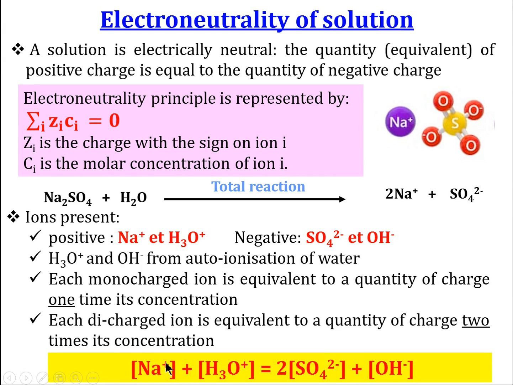Na+ has a charge of 1, so 1 times its concentration, plus H3O+ also has a charge of +1, multiplied by the concentration of H3O+, and these are the positive ions, equal to 2 times the concentration of SO4 2-, since SO4 has a charge of 2, plus 1 times the concentration of OH-.